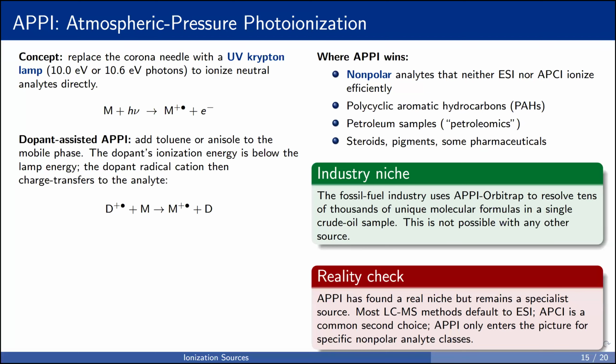Outside that specialist niche, APPI has a following among people who analyze steroids, pigments, some cannabinoids, and certain classes of drug metabolites. But in most routine LCMS work, ESI is the default, and APCI is the usual second try. APPI only enters the picture when both of those fail.